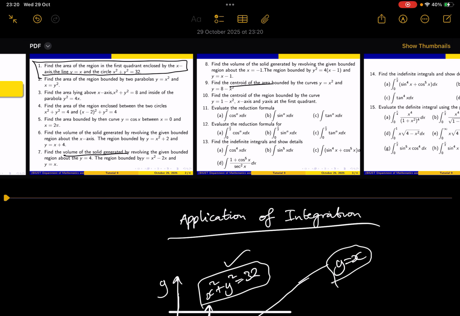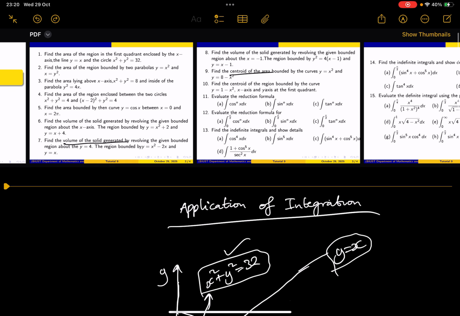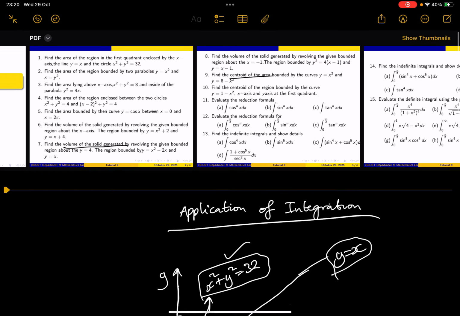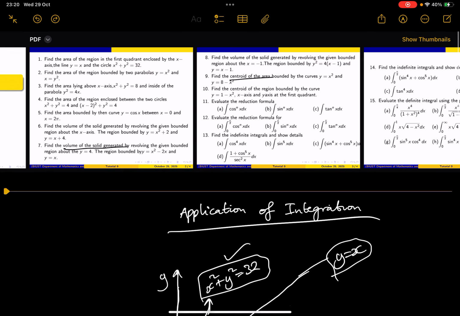So now let me take another one from a different topic. Let me see, still we have polynomials. Okay, let me try number 2. Number 2 says, find the area of the region bounded by the two parabolas y equals x squared and x equals y squared.